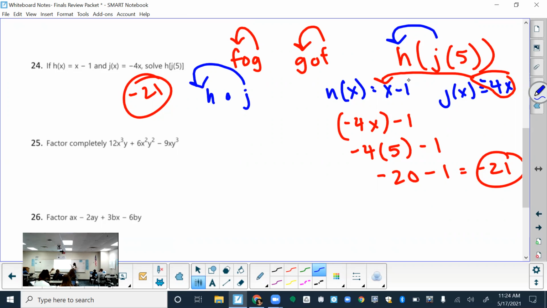All right, now that I've made my new function, then I can plug in the number. So it said solve for h of k of 5. So I'm going to plug in 5 for the x. So now it's -4 times 5 minus 1. -4 times 5 is -20. Minus 1 is -21. So the final answer for this one is -21. Questions on math process?